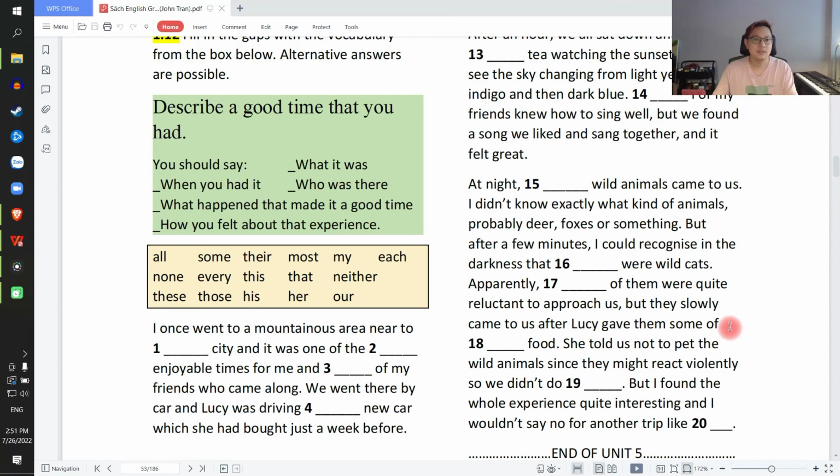Okay, so I once went to a mountainous area near my city, and it was one of the most enjoyable times for me and some of my friends who came along.